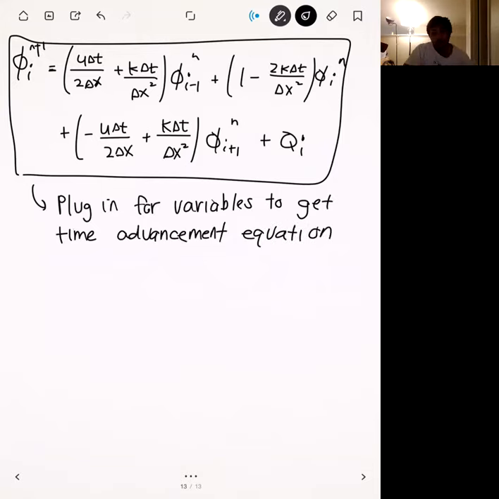All right, let's jump straight into an example to illustrate this. Let's do a very simple unsteady diffusion equation. We have partial phi partial t is equal to 3 partial squared phi partial x squared.